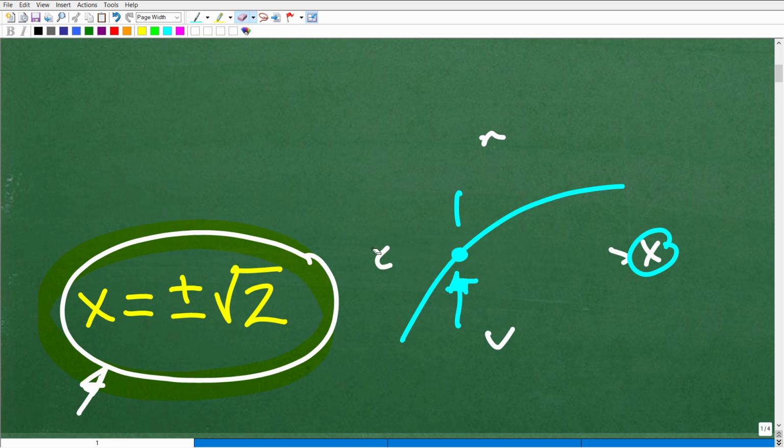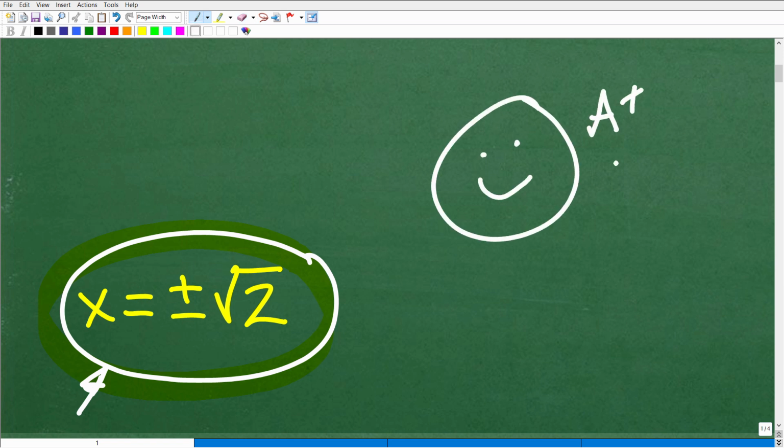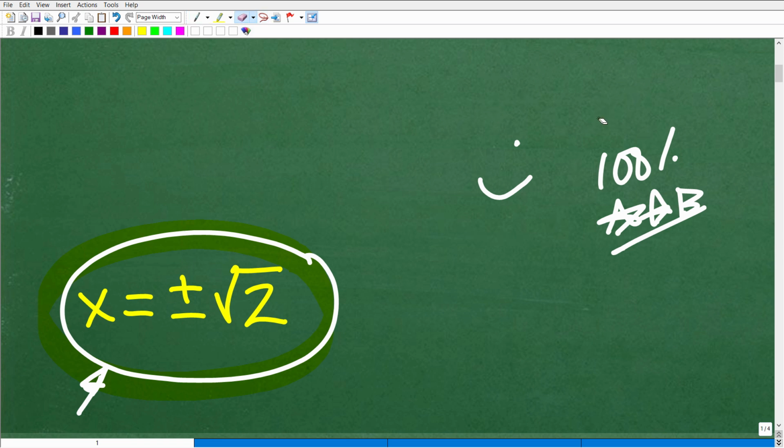For those of you out there that did get this right, at least were able to solve this particular quadratic equation, let me go ahead and give you a nice little happy face and A+, a 100% and multiple stars, so you can tell your friends and family that indeed you understand quadratic equations and their graphs and the type of roots and solutions they can have. So let's set this up here real quick.